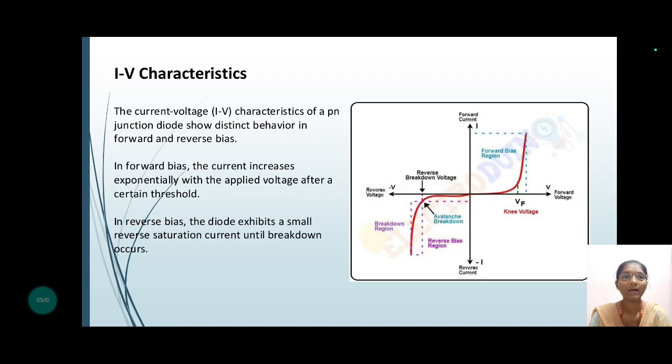And the VI characteristics. The current-voltage characteristics of a PN junction diode show distinct behavior in forward and reverse bias. In forward bias, the current increases exponentially with the applied voltage after a certain threshold. In reverse bias, the diode exhibits a small reverse saturation current until breakdown occurs, as we observe in the beside picture. The VI characteristics of a PN junction diode are represented in the form of a graph.